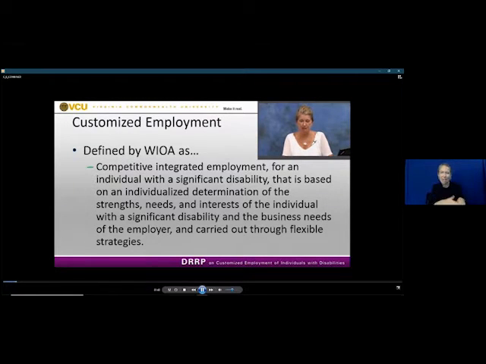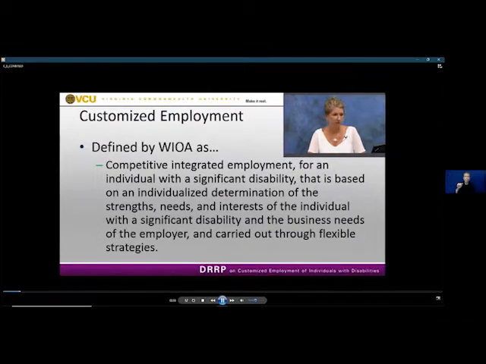First, competitive and integrated employment. So we're talking about individuals making at least minimum wage or wages comparable to other coworkers doing similar tasks, and in a work environment with employees without disabilities. So this is not sheltered employment, this is not enclave work. Second, individuals with significant disability. So individuals who need significant support in order to find and maintain employment.